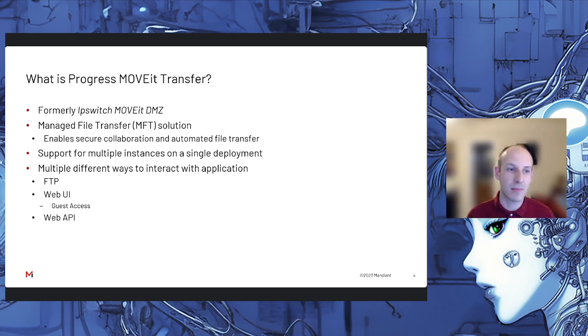Some of the more legacy methods, so FTP, it served up an FTP file server that you could automate tasks to pull files, upload files. There was a web UI that the majority of users would probably use, and it also had guest access, which we will see was leveraged as part of the exploit chain. And then finally, there was a web API, so you can develop apps to integrate with it. And this web API would also end up being used by the attacker to successfully exploit the application.